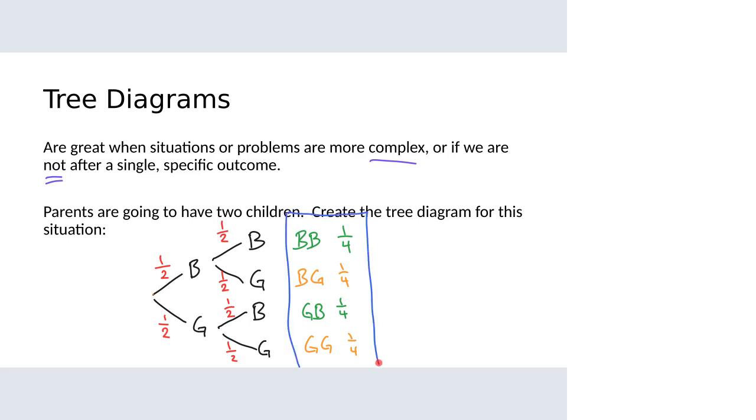At this point, we're kind of done with the tree. The tree was there to serve a purpose, and it was to get us to this. Now I have my sample space and I know the probabilities of everything that could happen. Please note that boy girl is not the same as girl boy because they happened in a different order.